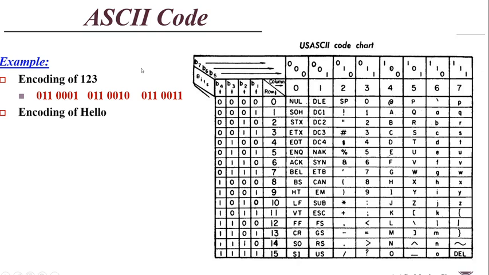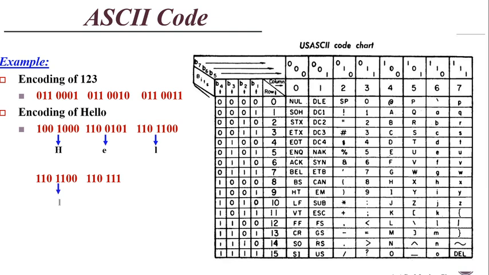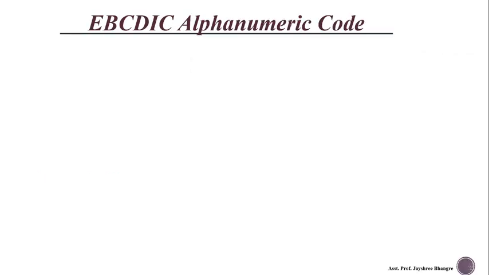If we want to encode the word hello in ASCII, we have to find the 7-bit code for H, for E, for L and for O. In this way, by grouping the column and row binary bits, we can represent the 7-bit ASCII number. All these are 7-bit codes.